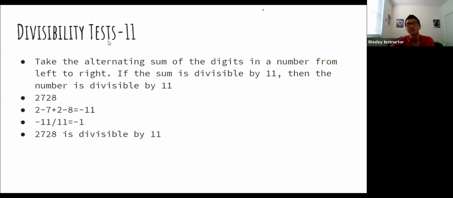And then 11. Take the alternating sum of the digits in a number from left to right. If the sum is divisible by 11, then the number is divisible by 11. So let's take, for example, 2,728. So 2 minus 7 plus 2 minus 8 equals negative 11. And negative 11 divided by 11 is negative 1, which is an integer. So that means this number, 2,728, is divisible by 11. So it's plus, minus, and that is the number you will test out.